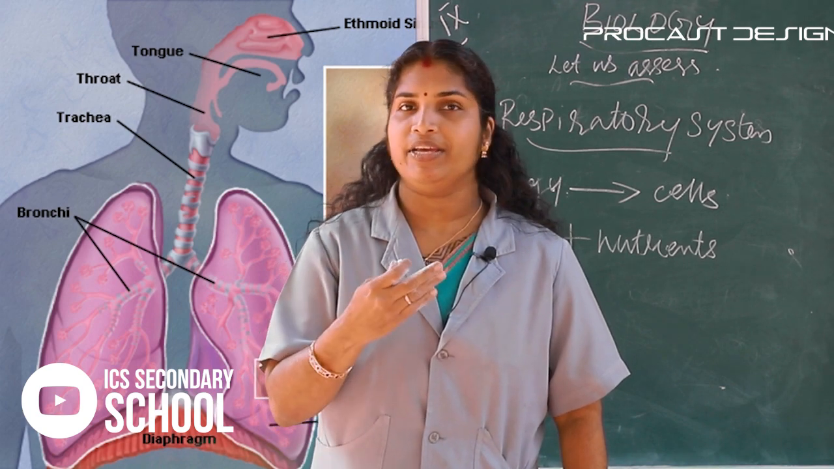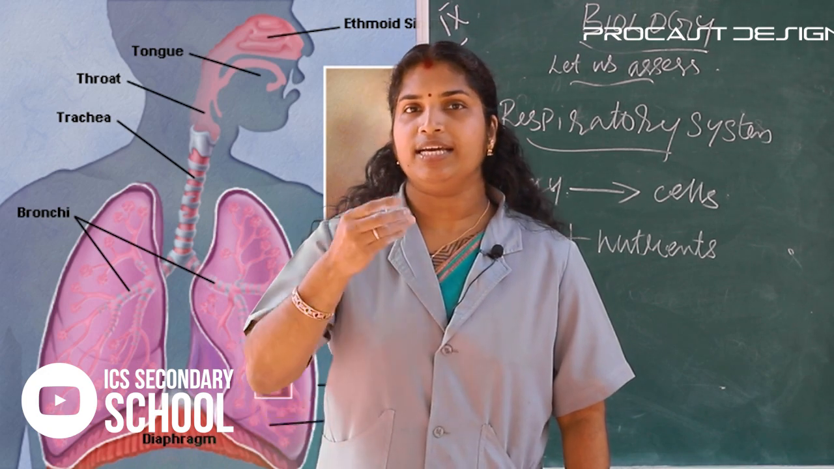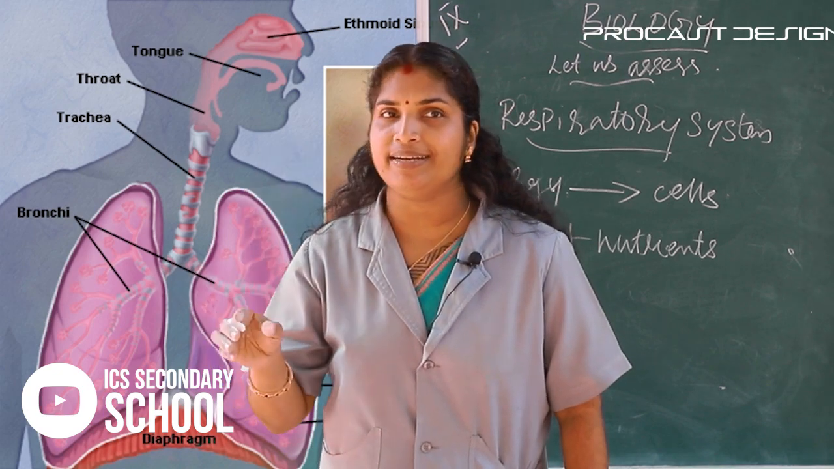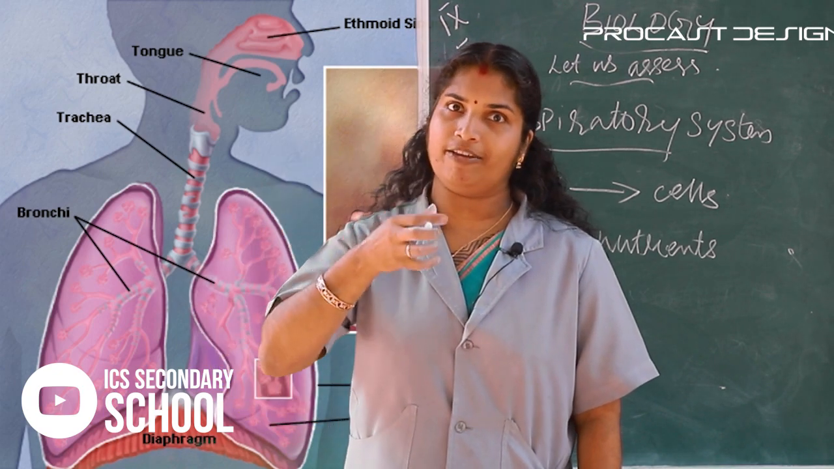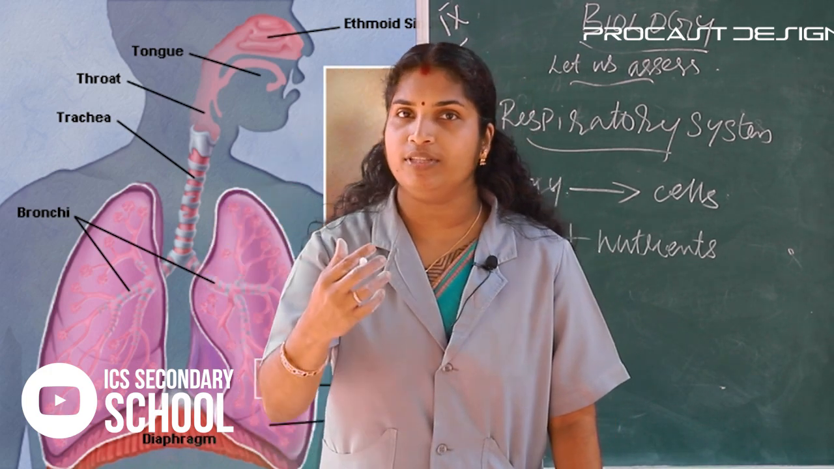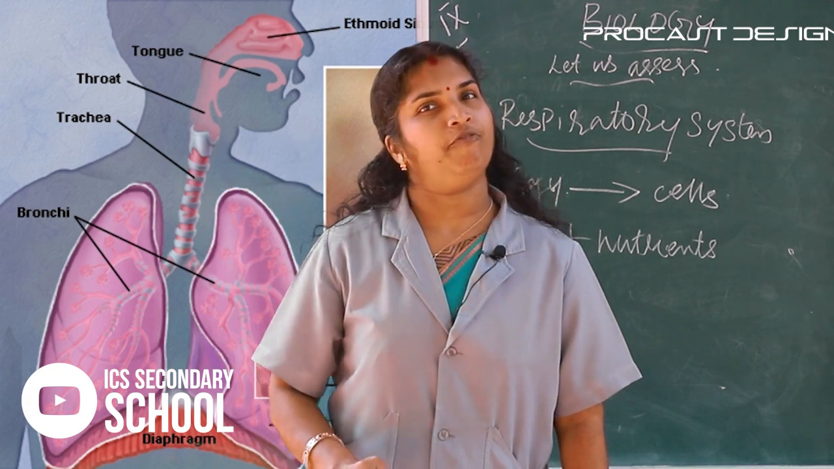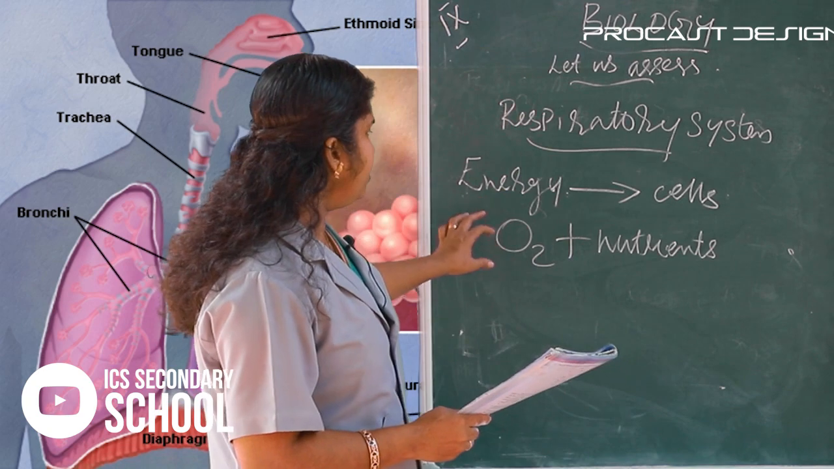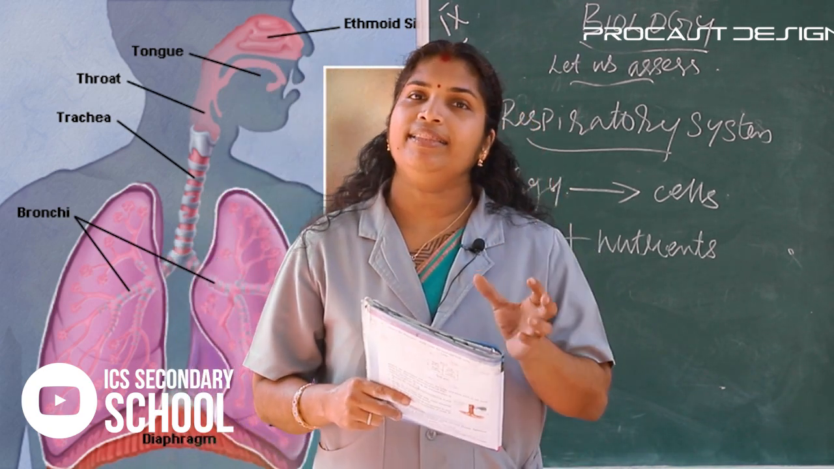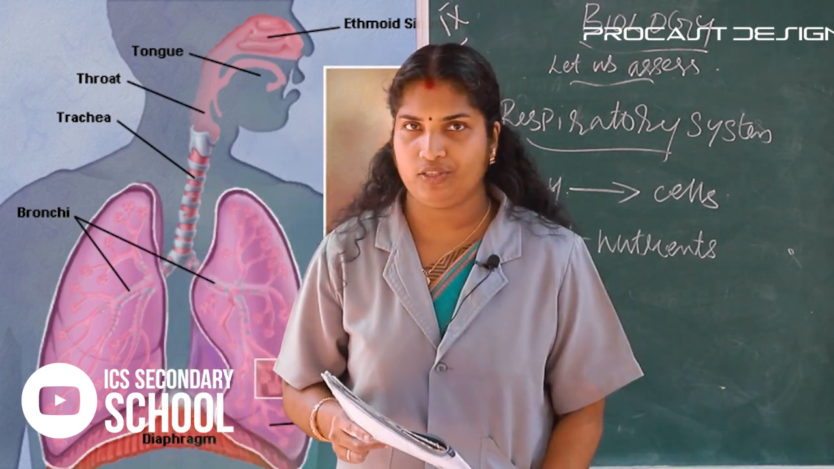Where do we get the nutrients from? The digestive system. In the previous class we studied that we get nutrients as smaller particles. After digestion, the food is broken into smaller particles. These particles are absorbed by the villi of the small intestine and transported to different parts of the body, to the cells, with the help of the blood. These oxygen and nutrients enter the cell with the help of the circulatory system and digestive system.